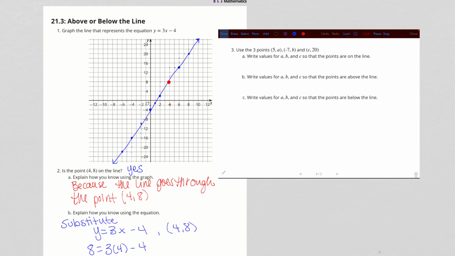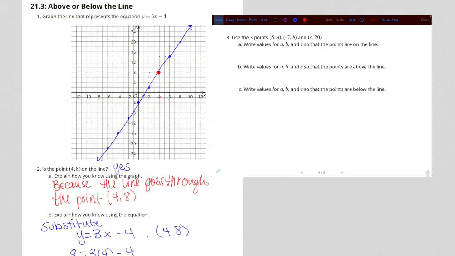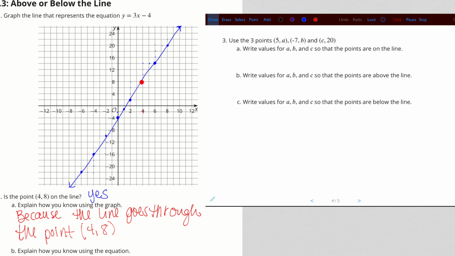Okay, so we have 3 point values. We have x values for the first 2 points, and we have a y value for the last point. So we need to find values for A, B, and C so that the points are on the line. So for A, we need to look at 5.